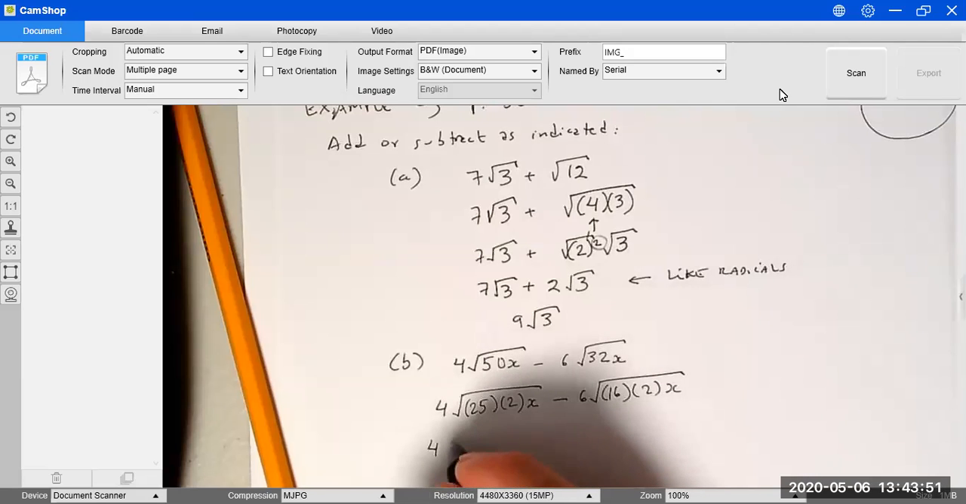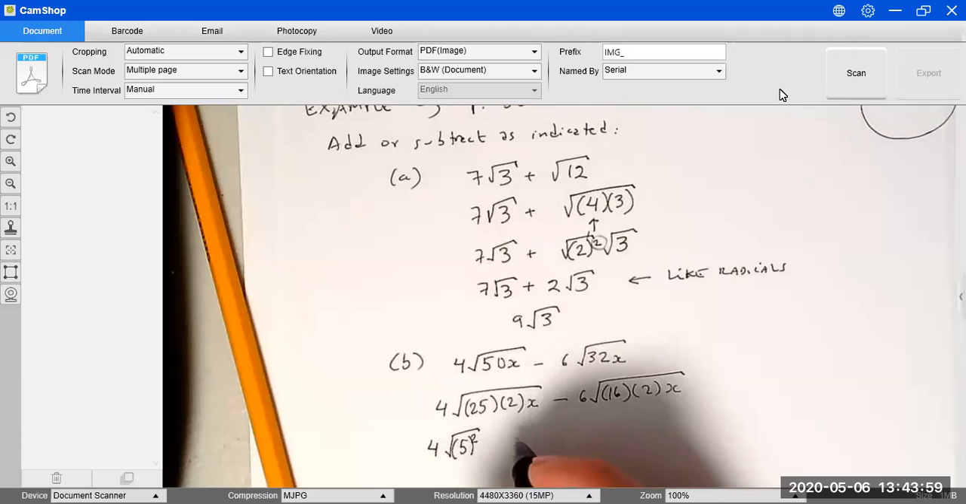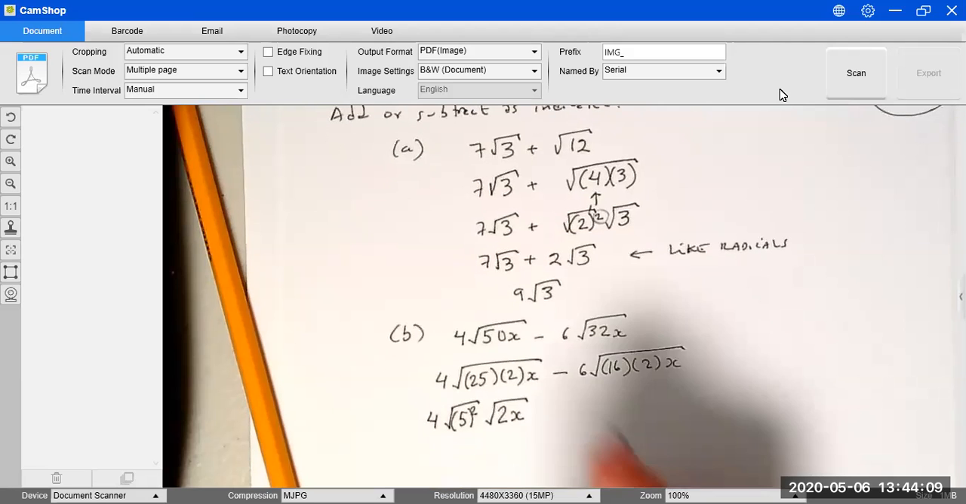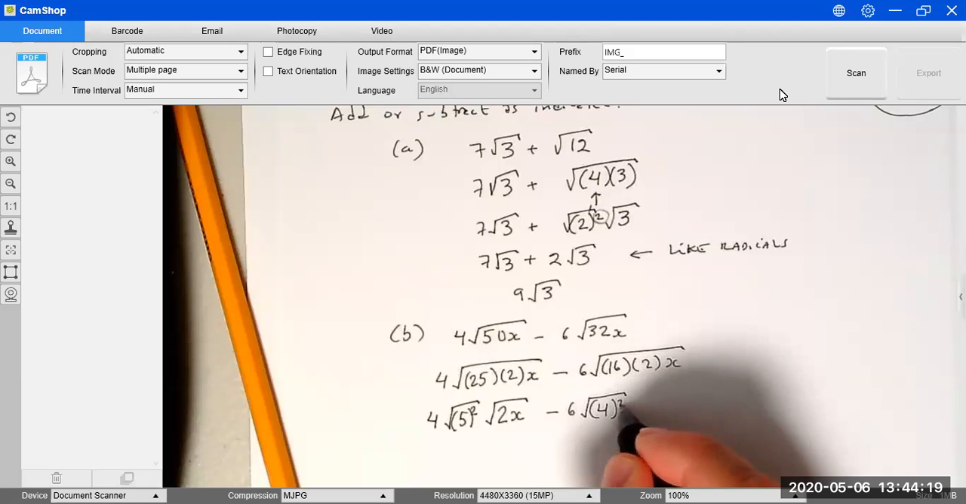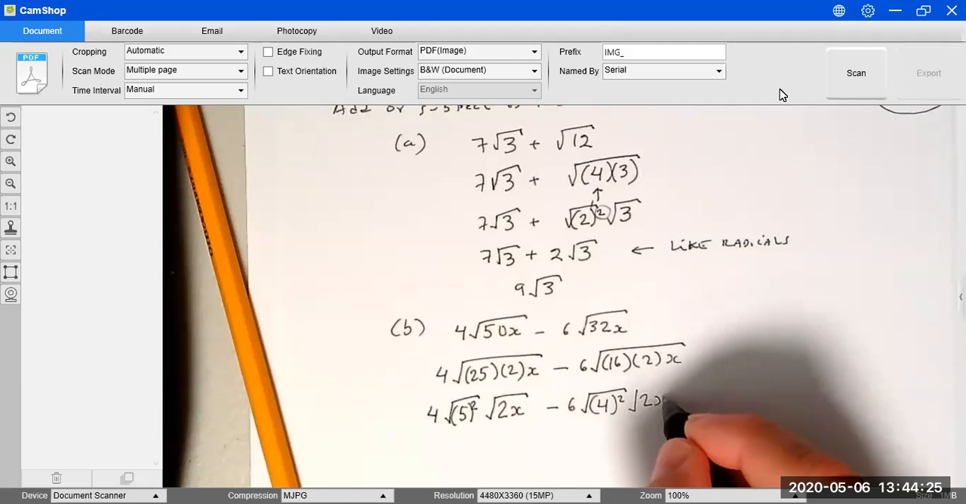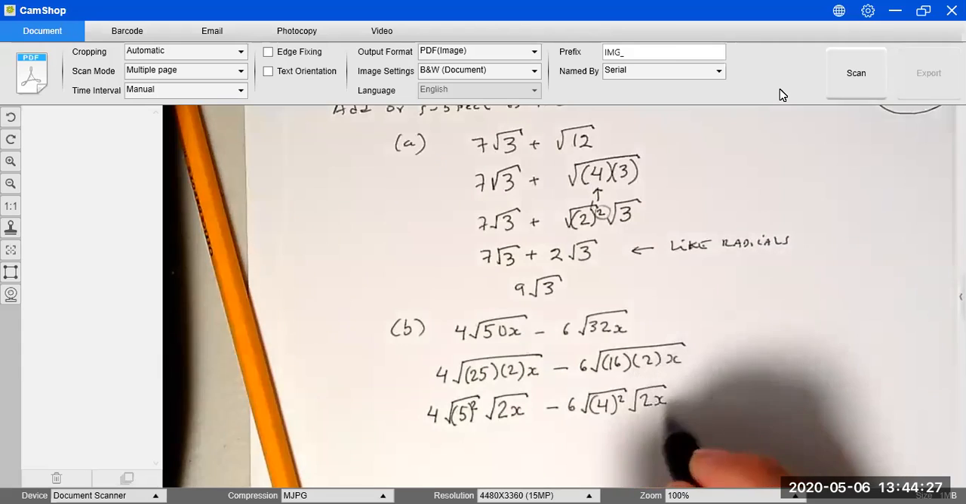So I have 4. Then I have a radical for my perfect square, which is 5 squared. Okay, I have another radical for the remaining part. So 2 is not a perfect square. x is not a perfect square either. So I'm going to get this radical for the non-perfect parts. Then I have negative 6. Then I have a radical for 16, which is going to be 4 squared. And then the radical for the non-perfect square. So it's going to be again 2 and x.